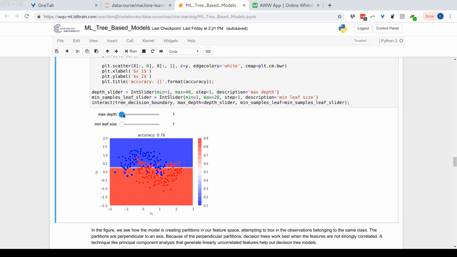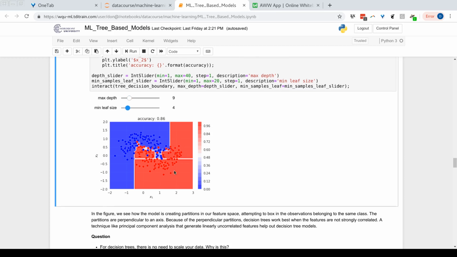Let's see what happens if we increase the depth here. We increase the depth, and notice this was our original space that it divided up, and it performed another division into our space. So notice what's happening here is that we're creating boxes, these orthogonal regions. Increase the depth, we perform more splits. You can also play around with the min leaf size.